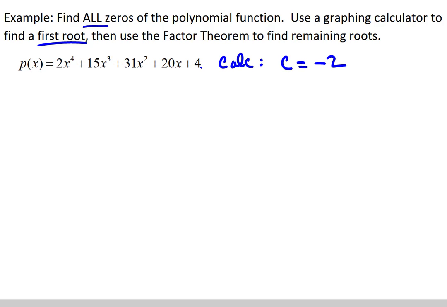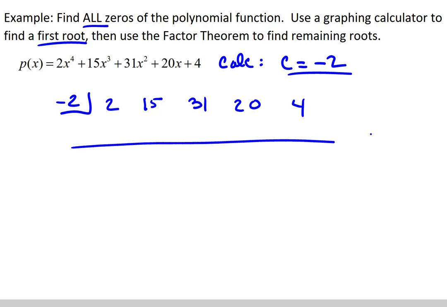And so we'll start with our root of -2 and then use synthetic division, where we're dividing by x minus c, where in this case c is -2. We want to use the synthetic division process, which means we're going to write our coefficients out from the original polynomial in order. Notice we're not missing any powers of x. They're all in order, so we'll just write them out as 2, 15, 31, 20, and 4, the coefficients of our polynomial.